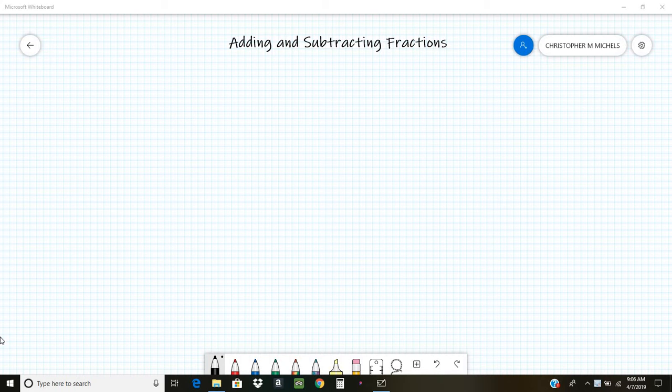Okay, let's talk about adding and subtracting fractions. Now, adding and subtracting fractions is a whole different ball game from multiplying and dividing, because with multiplying and dividing, it does not matter what you have in your denominator. It's kind of a free-for-all. But with adding and subtracting, you have to have a common denominator.